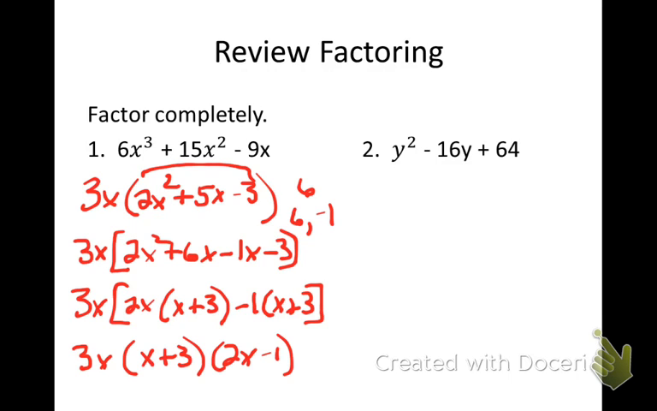Okay, looking at this, is there anything in common? No. Is it a difference of squares? No. Is it a perfect square trinomial? Possibly, because we do have a perfect square and we have a perfect square. If we double these and multiply these and double them, yes, we get that. So minus goes there, and a squared on the outside is what that would become.